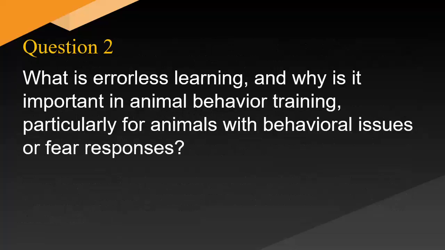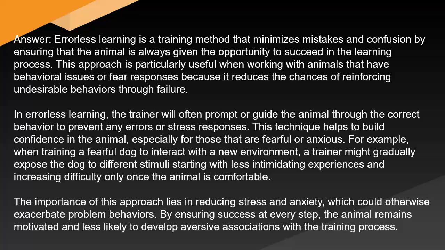What is errorless learning and why is it important in animal behavior training, particularly for animals with behavioral issues or fear responses? Answer: Errorless learning is a training method that minimizes mistakes and confusion by ensuring that the animal is always given the opportunity to succeed in the learning process. This approach is particularly useful when working with animals that have behavioral issues or fear responses because it reduces the chances of reinforcing undesirable behaviors through failure.